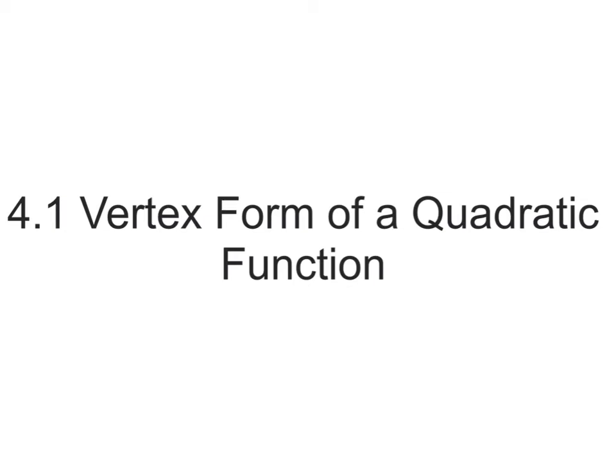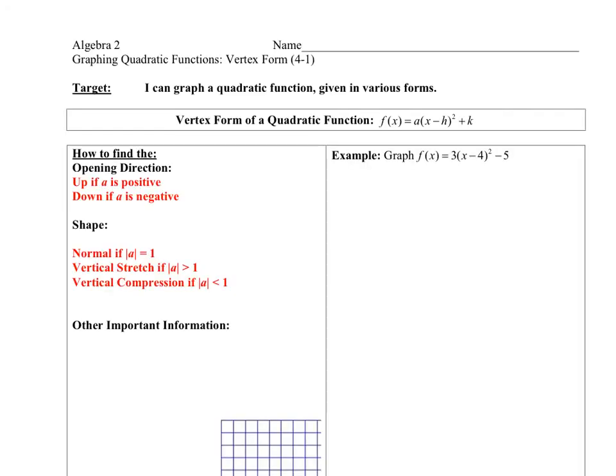Hi everyone. Today we're going to learn how to graph a quadratic function in vertex form. The equation for the vertex form of a quadratic function is f of x equals a quantity x minus h squared plus k. Just like the absolute value function, we'll be able to use transformations to create the graph from the graph of the parent function y equals x squared.